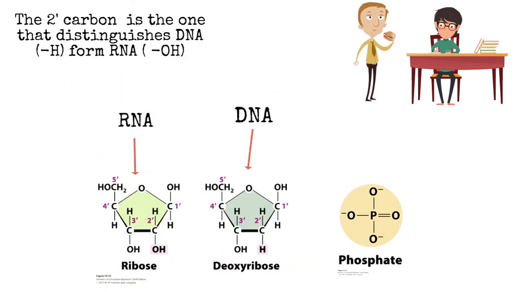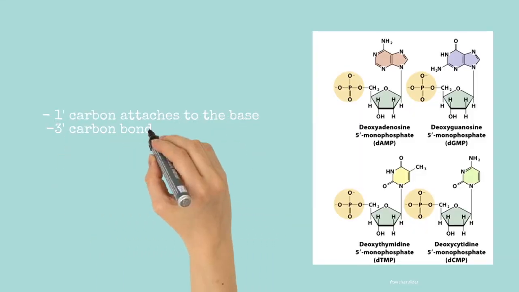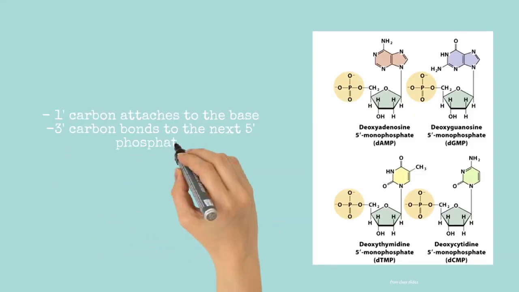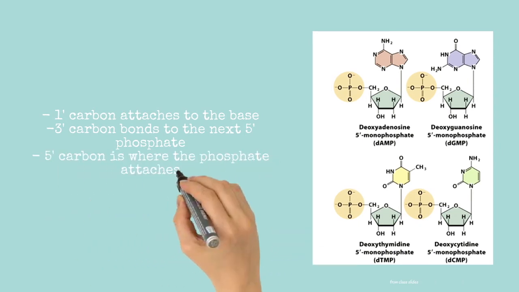The carbons on the sugar are really important because they tell you what attaches to them, which helps when creating the nucleotide chain. Other carbons that are found on the sugar molecule: the 1' carbon is where the base attaches, the 5' carbon is where the phosphate attaches, and the 3' carbon is where the next nucleotide is going to come and make a bond to the next 5' phosphate.